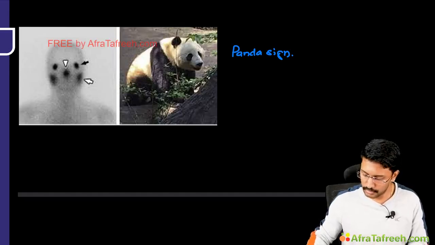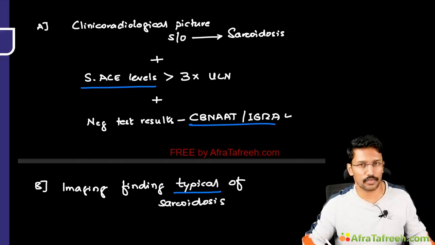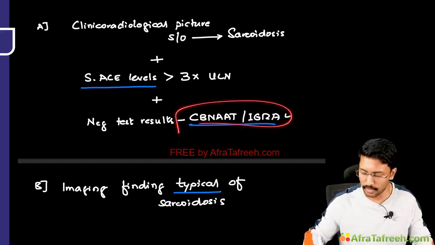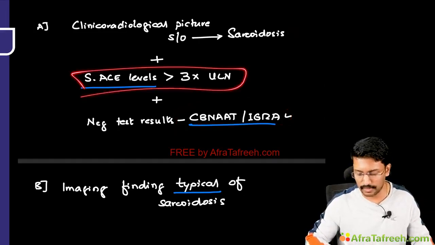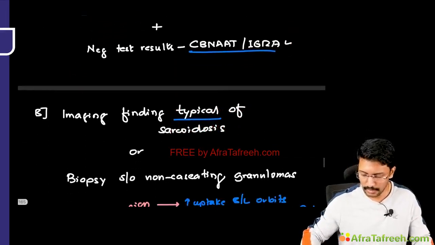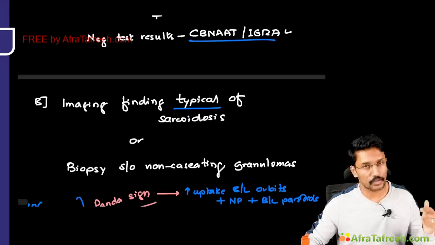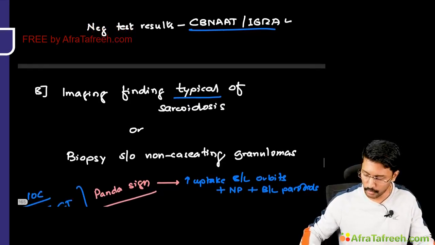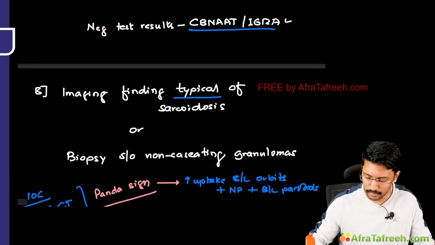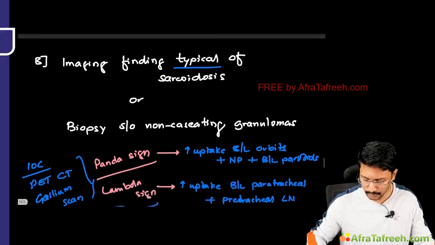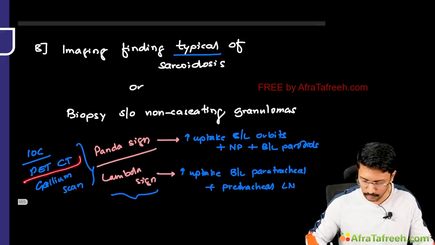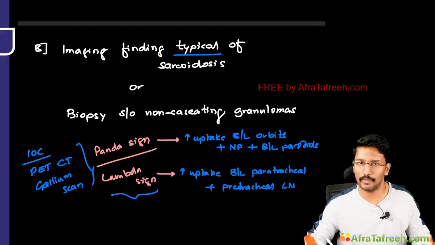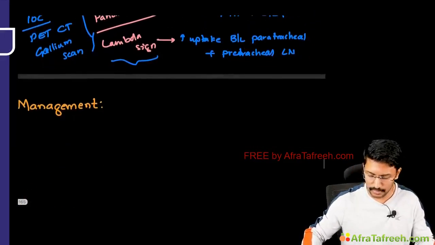imaging evidence. Okay, so to sum up the diagnostic criteria: number one, there should be a clinical radiological picture which suggests that the patient may have sarcoidosis. TB should be ruled out with CBNAAT or IGRA. Serum ACE level should be more than 3 times the upper limit of normal. In such a patient, we need to prove that there are non-caseating granulomas affecting those organs, right? That can be proved with either biopsy, or we can build upon the imaging findings, mainly looking at the PET-CT or gallium scan. Nowadays, most often we perform the PET-CT and not the gallium scan. So this is about the diagnosis of sarcoidosis.